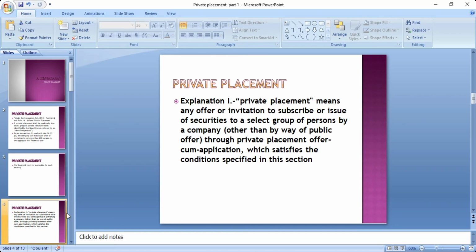Now coming again to the private placement, what is the private placement? Explanation 1 of Section 42: private placement means any offer or invitation to subscribe or issue of securities to a select group of persons by a company, other than by way of a public offer, through a private placement offer cum application which satisfies the conditions specified in these sections. A lot of conditions are prescribed in these sections, so we have to follow the rules and regulations which satisfy the private placement. It is basically an offer to a select group of persons of a company. We are going to discuss identified persons in the coming slides.